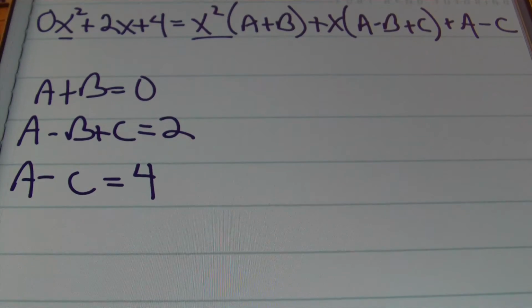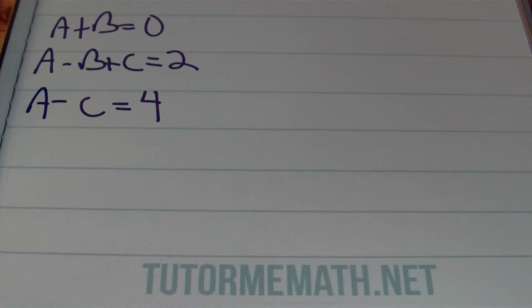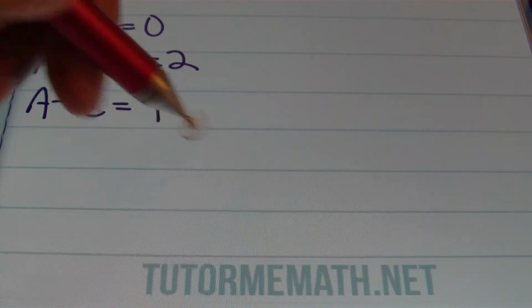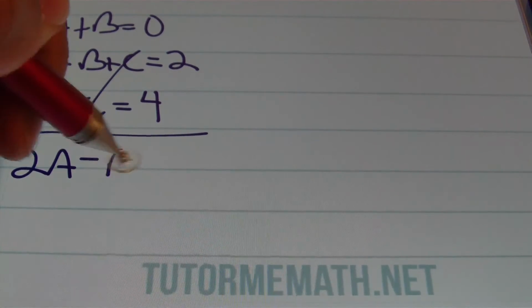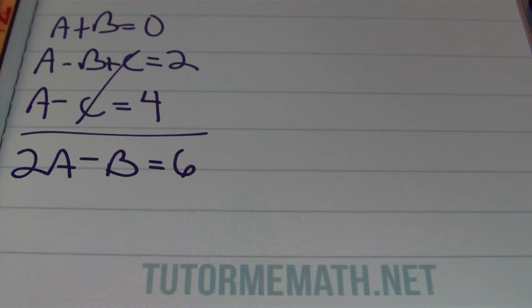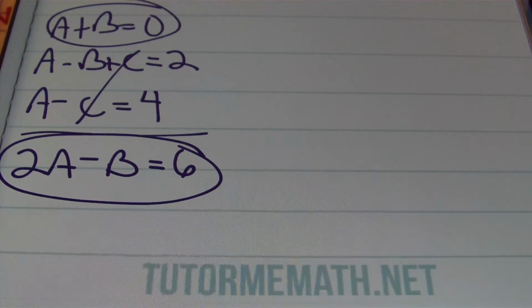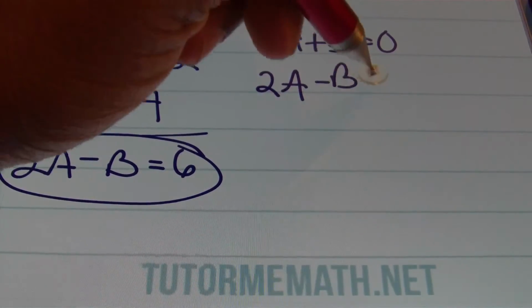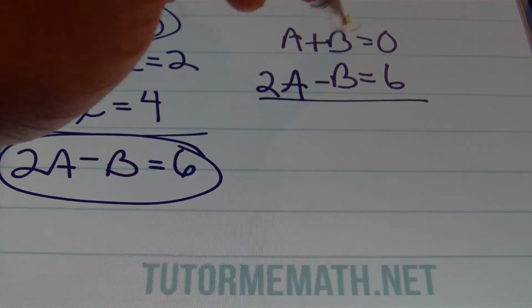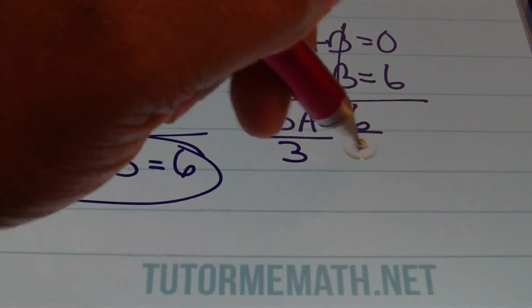So this is what we have as far as our system is concerned. We'll go ahead and combine these last two equations. The result of that is going to be 2a, my c's will cancel out, this will be minus b, and this will equal 6. From here, I'll be utilizing this result as well as the first equation to solve for a. So this gives me a plus b equals 0 and 2a minus b equals 6. My b's will cancel out.